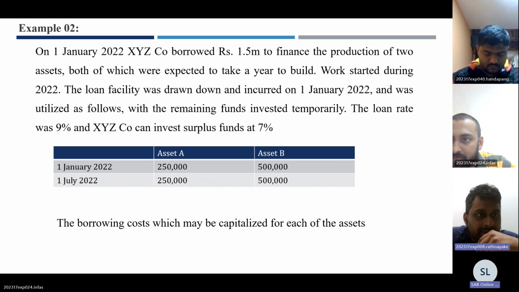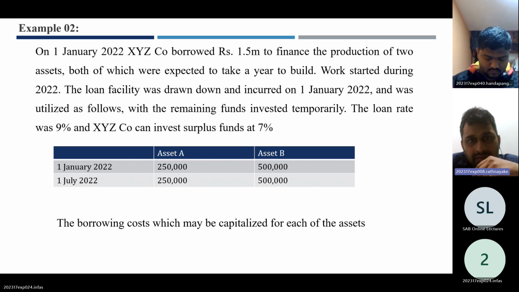Yeah, as this example, we got that 1.5 million will finance production of the 2 assets, both of which are expected to take a year to build. Work started during 2023, and the loan facility was drawn and incurred on the 1st of January 2022, and was utilized as follows. On 1st of January, 250,000 for asset A and 500,000 for asset B. And on 1st of July, asset A is 250,000 and asset B 500,000.